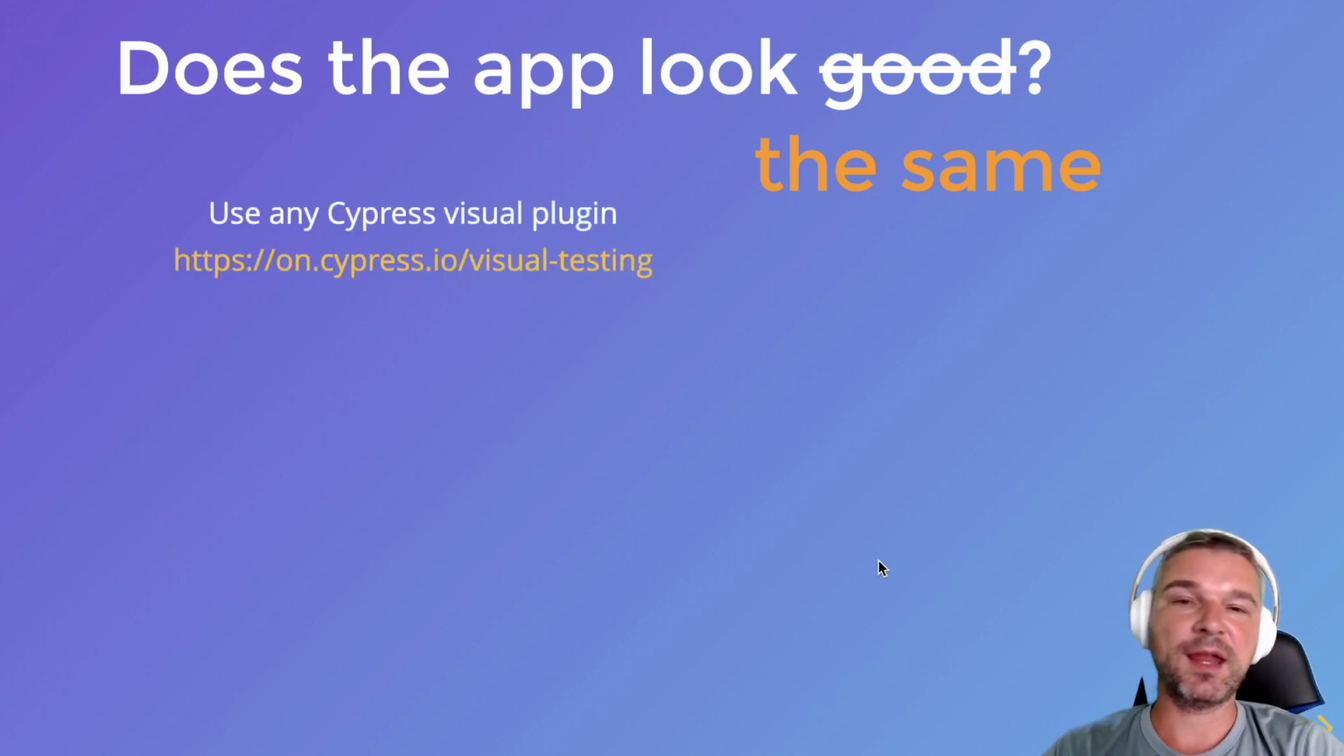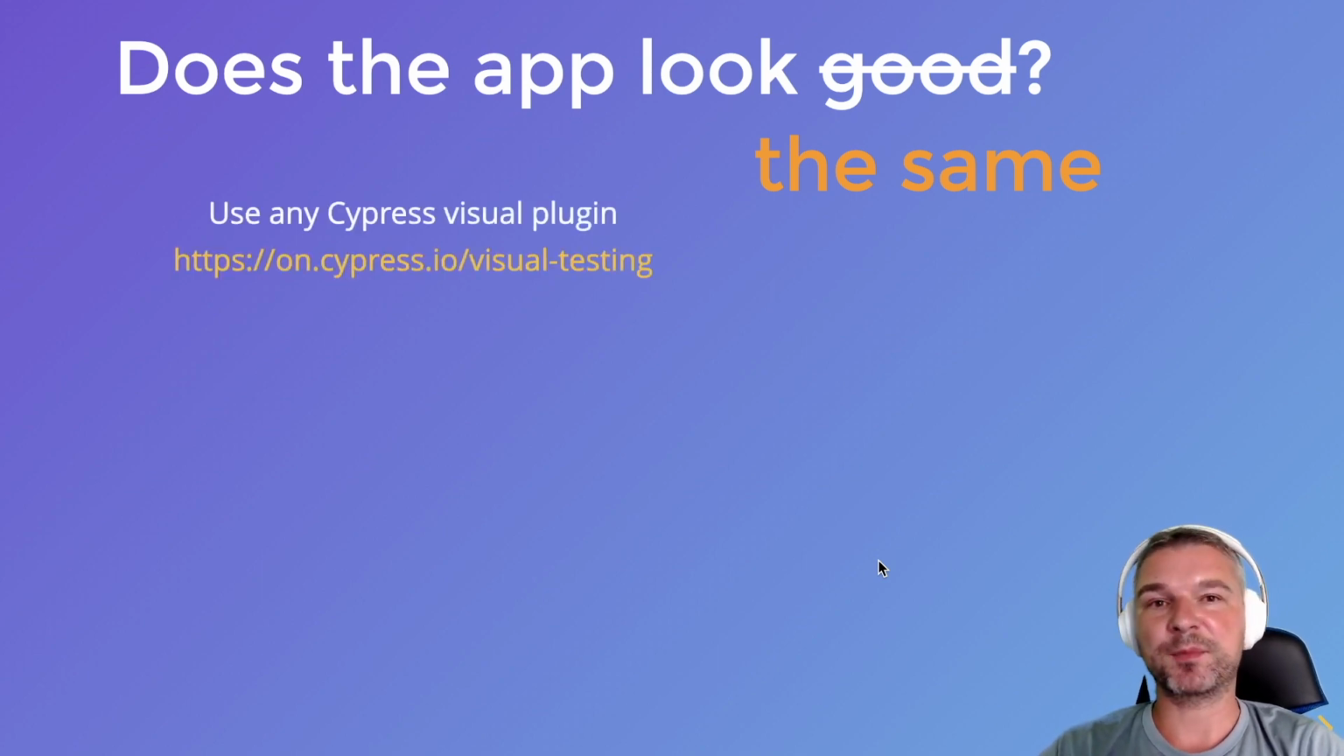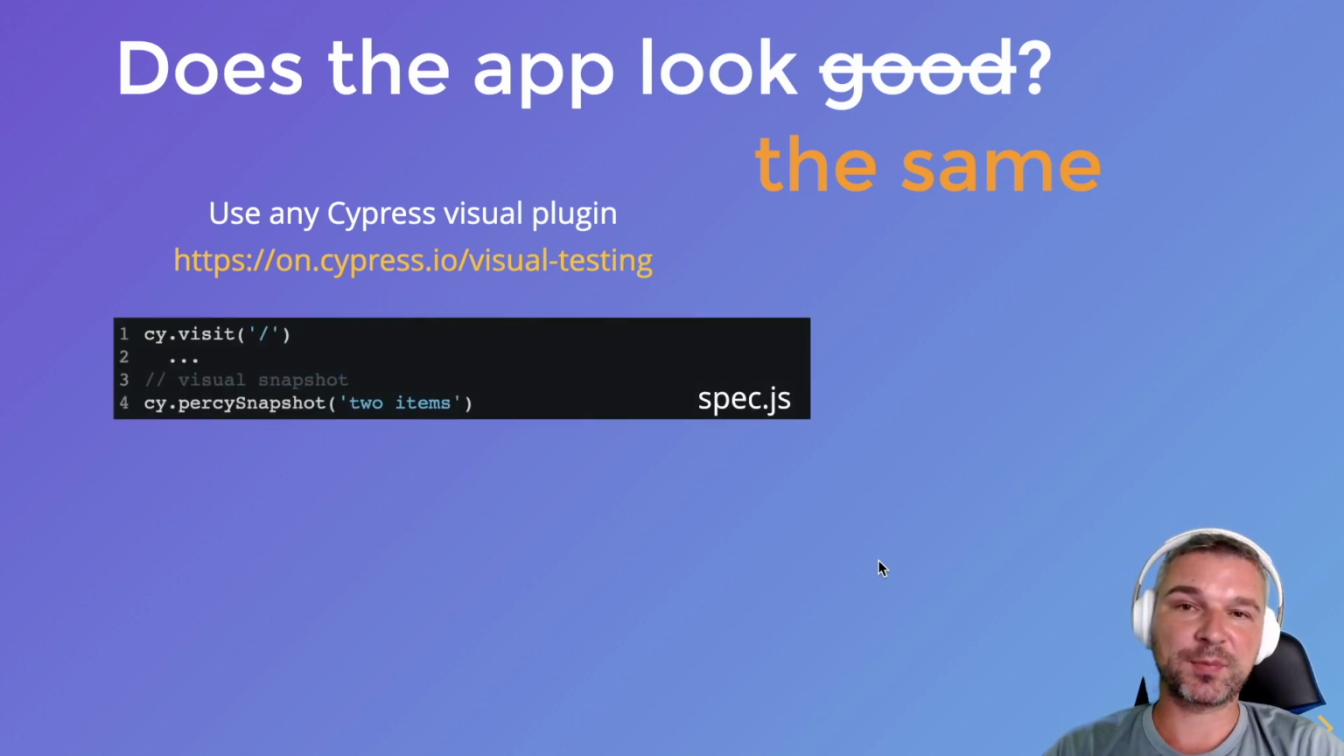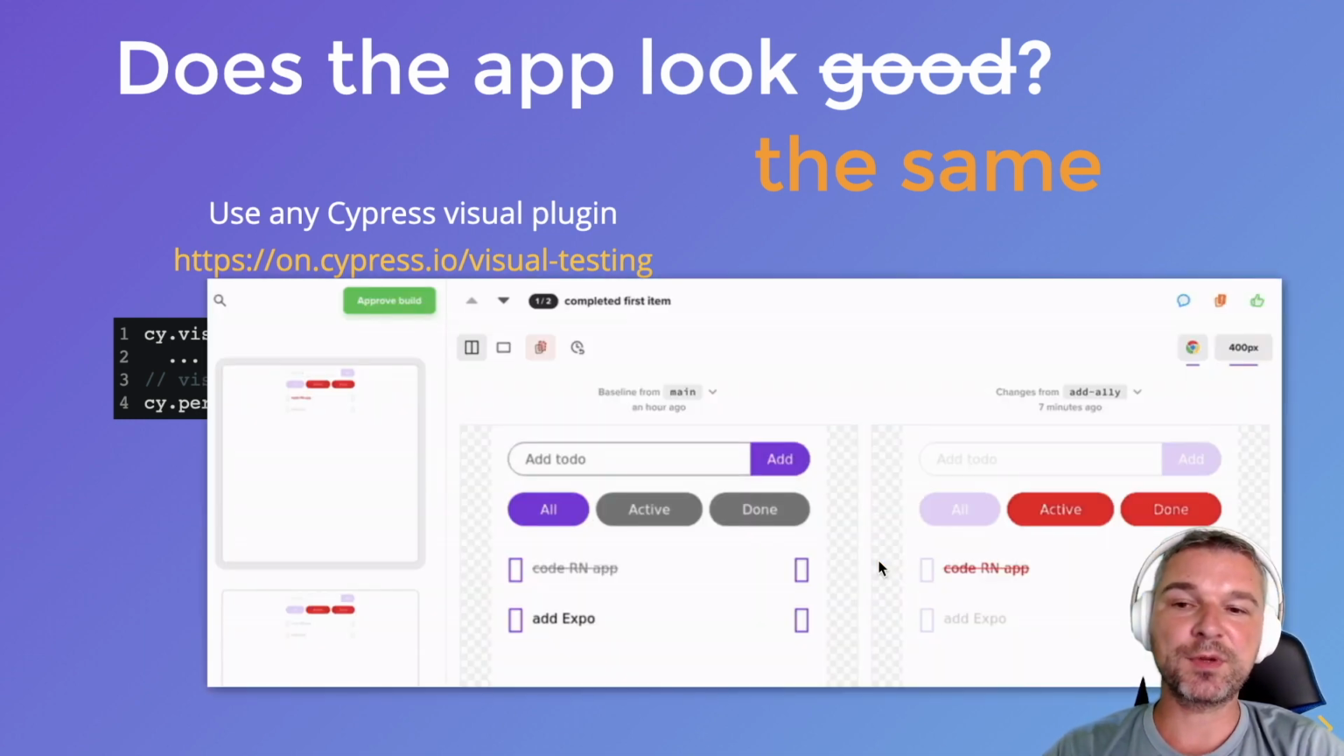So for this, you can use any visual plugin that Cypress supports, right? And the way it looks, for example, when you use the Cypress Percy plugin, is once in a while when you interact with a page, after you confirm that it has the information rendered, you say Cypress snapshot and give it a name. And let's say we change something.